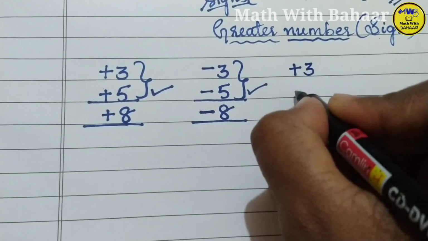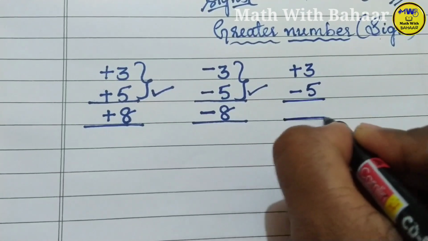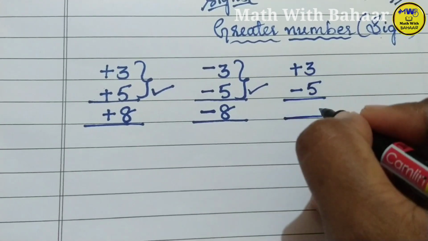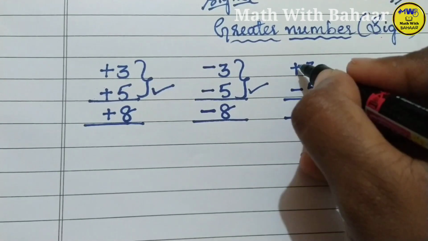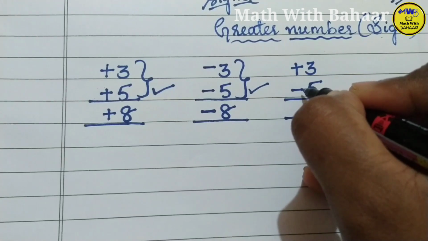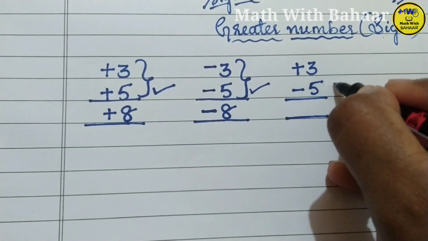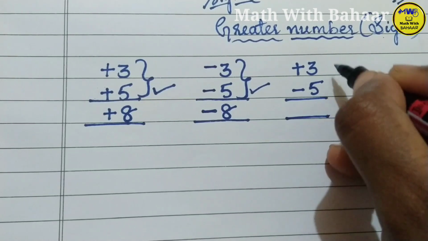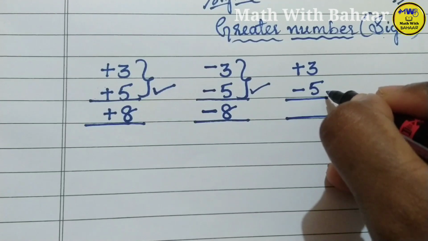Plus 3 and minus 5. So children, I have taken the same numbers here, but I have changed the signs of the integers so that you can understand the difference between them. As you can see here, the signs are different. So what does the second rule say? Yeah, if the signs are different, we are going to subtract the numbers. But 3 minus 5 is not possible for us to subtract because 3 is less than 5.